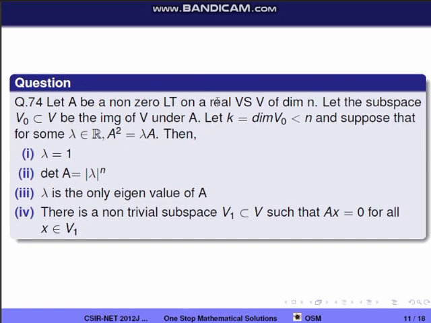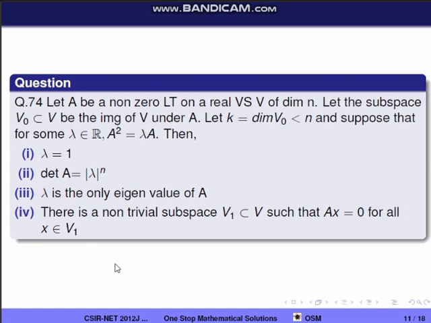So on a real vector space V, we are defining a linear transformation, and the dimension of the real vector space is given to be n. And the image of V is V0 under this transformation, and the dimension of V0 is given to be k, and it should be less than n. And suppose that for lambda element of real numbers, we get A square is equal to lambda A, then we have to find which of the options can be true for lambda.